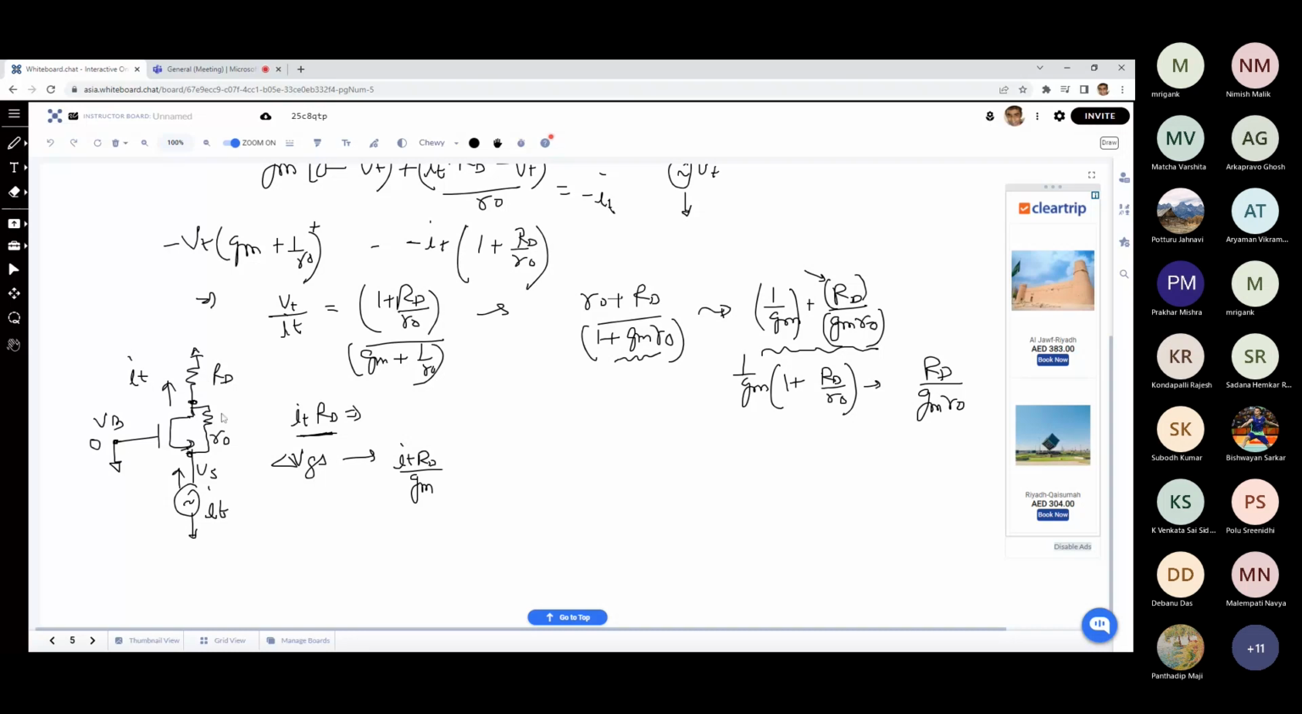So if I assume the scenario that we have taken here, that is RD being much larger than RO, in that case the overall small signal gain from the input to the output will be determined by GM times RD. So in that case, I have the delta VGS, which is IT RD divided by the gain.